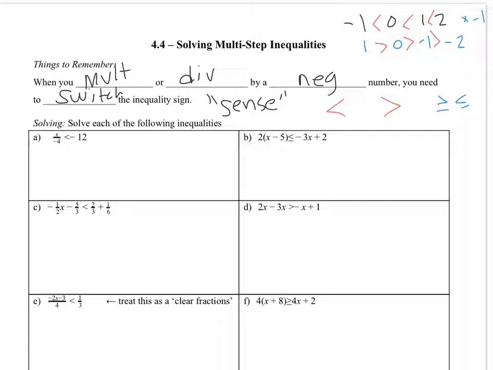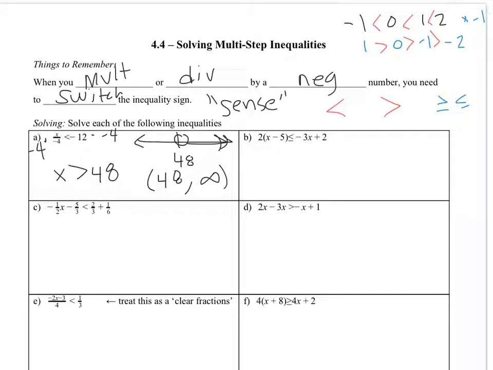Okay, letter A. To solve for x, this is a division problem, so the inverse operation of division is multiply. So I have to multiply both sides by -4. So I'm going to get x is greater than 48, because this changed my sense since I multiplied by a negative. I'm going to graph this on the number line. It's going to be an open dot at 48, shaded to the right because it's greater. So in interval notation, it's starting at 48, not including 48, and it goes to infinity.